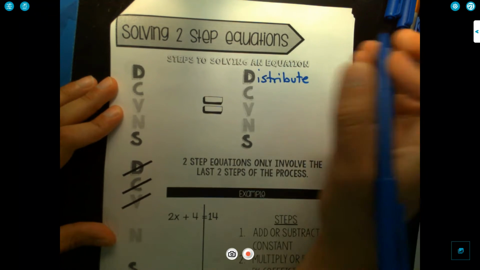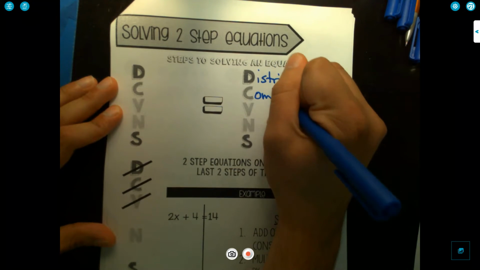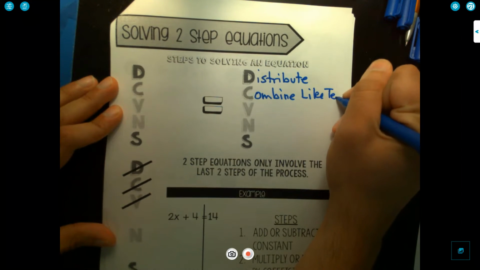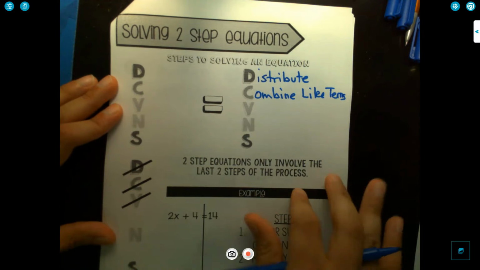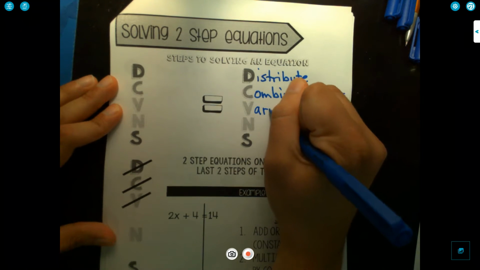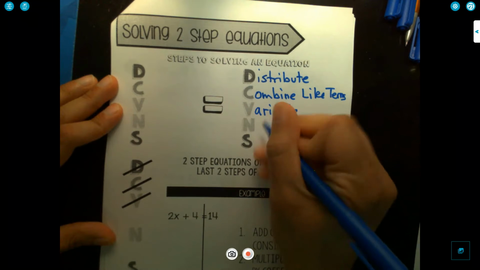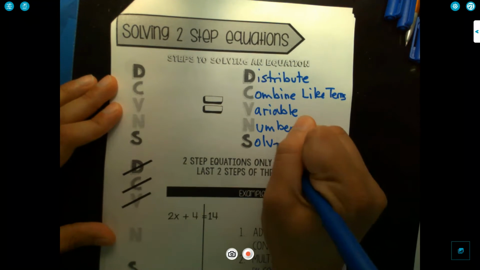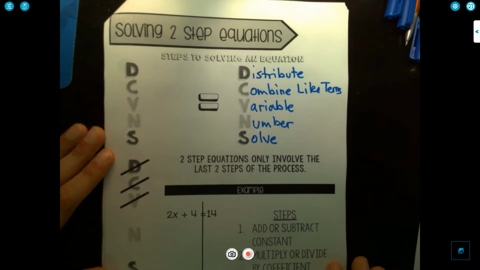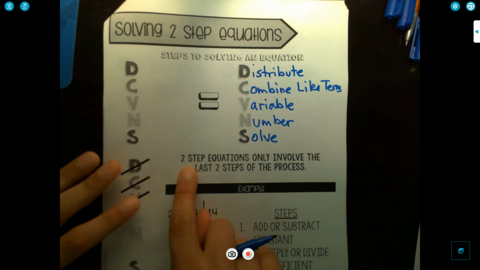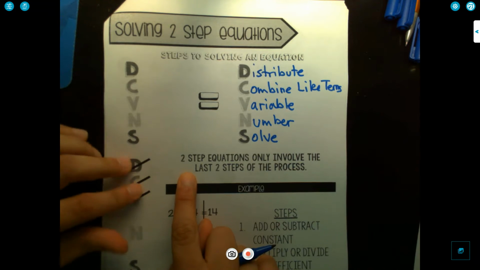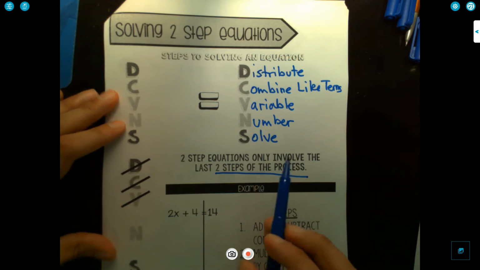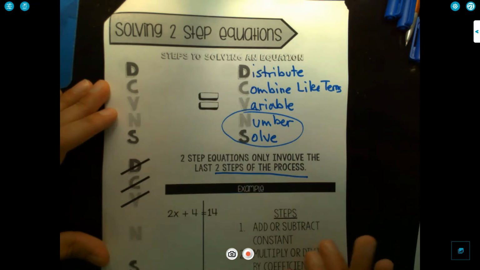So we got distribute. The C is combine like terms. V stands for variable. N stands for number. And S stands for solve. So with two-step equations, like it tells us down here, two-step equations are only involving the last two steps of the process, which is number and solve.